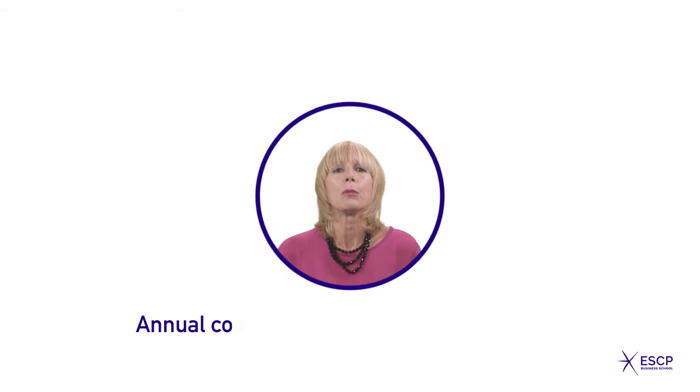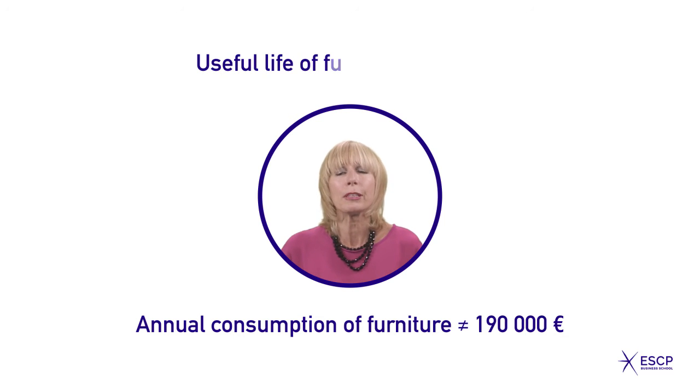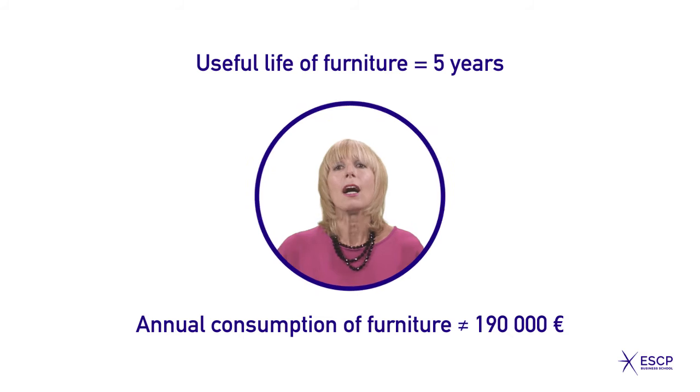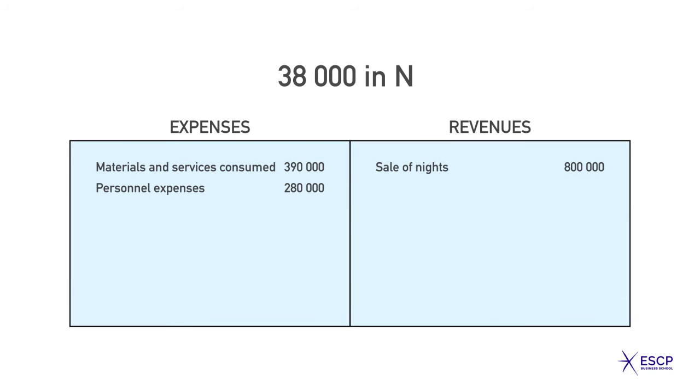The sale of nights in the hotel also necessitates the purchase of furniture at the beginning of the year for €190,000. Recording this amount as an expense would mean that the furniture has been completely worn out or even destroyed. However, Redcoat intends to keep it for 5 years.